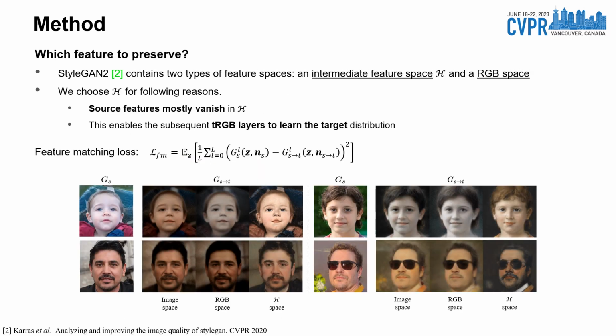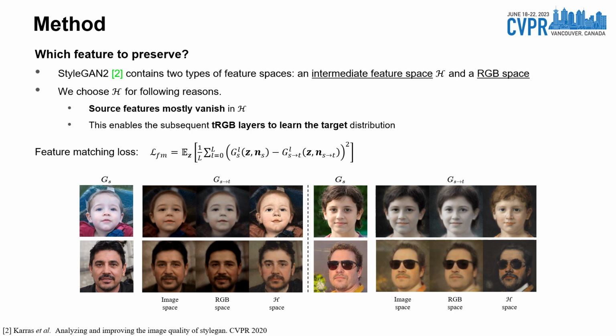Remark that StyleGAN2 contains two types of feature spaces: an intermediate feature space that consists of feature convolution layer outputs, and an RGB space that consists of RGB outputs from tRGB layers. We choose to preserve the intermediate feature space H for the following reasons. First, it has recently been found that the feature convolution layers change during transfer learning, which indicates that source features mostly vanish in H. Second, matching features of the source and target models in H enables the subsequent tRGB layers to learn the target distribution.